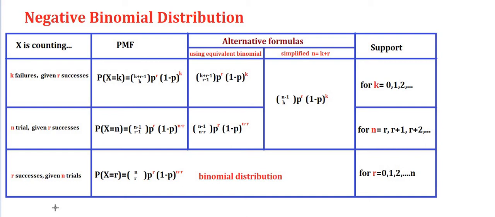Hello everybody. In this video we are going to derive the expectation and variance of negative binomial distribution. Before we start, let's have a look at this table. Depending on what x is counting, our probability mass function has different variations. In our case, we are going to use the top mass function here. X is counting the k failures until the experiment stopped, given our successes.